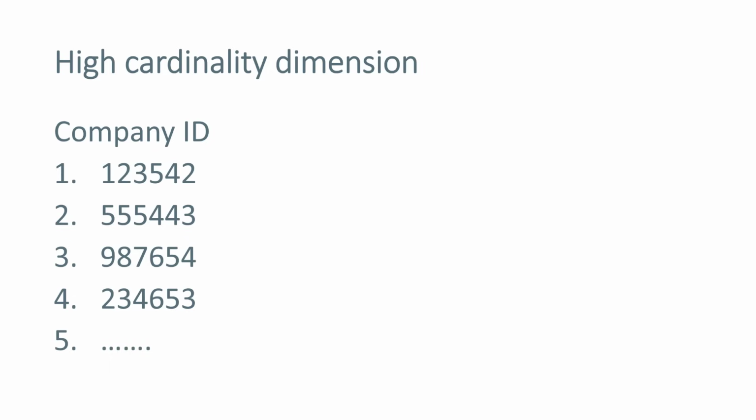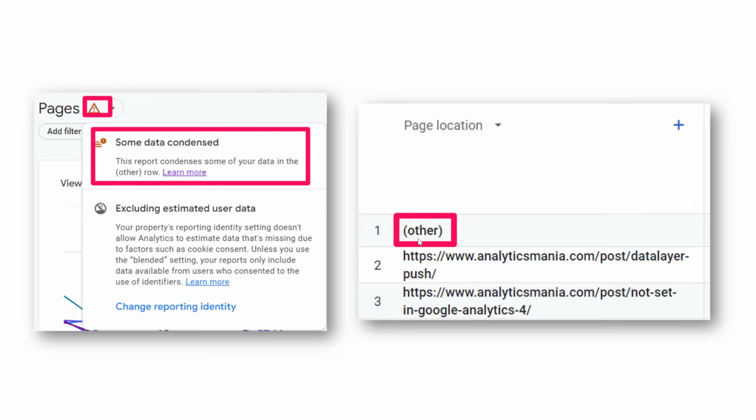So if you are sending events to Google Analytics 4 and the cardinality is high, then you risk starting to see the "other" row. Here is how it can be displayed in the report. You will also see the warning in the report saying something about data condensed. In a nutshell, this means that you have a lot of unique values, and then Google Analytics will group a lot of rows in the report into this one "other" row.